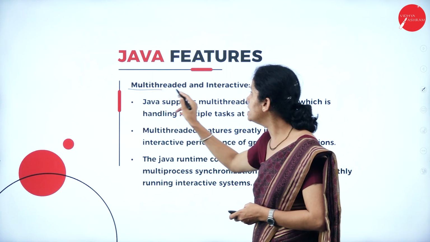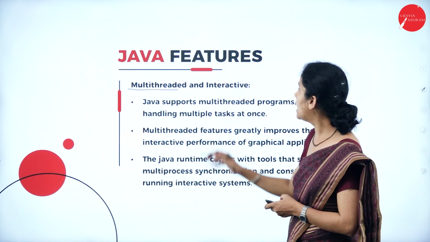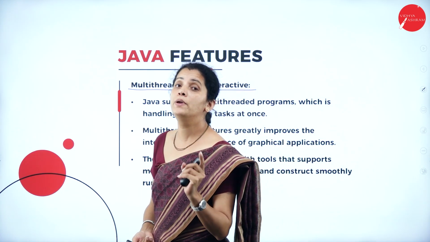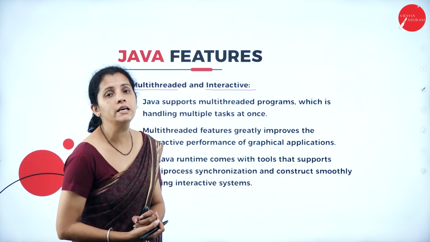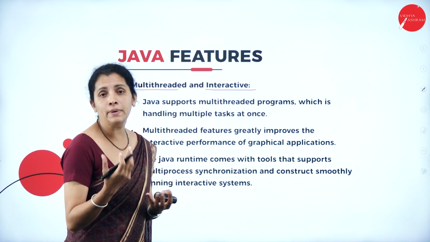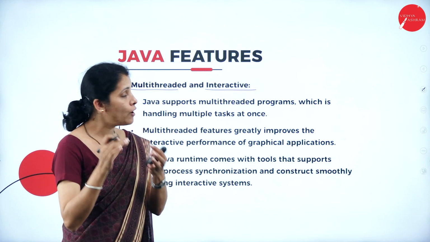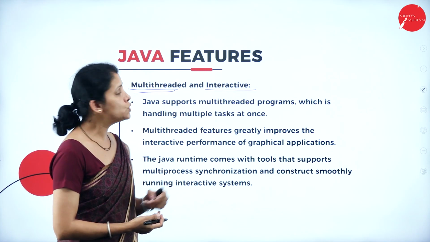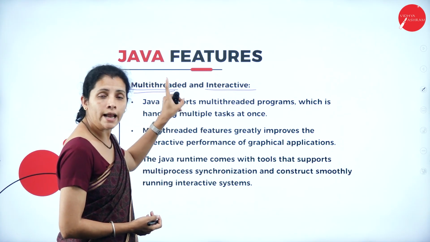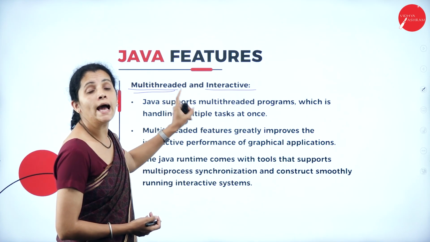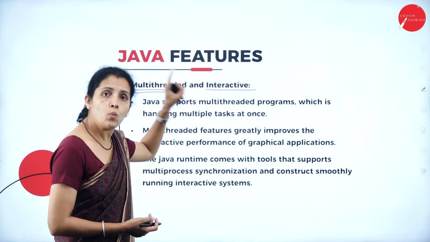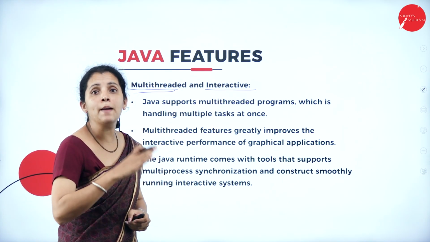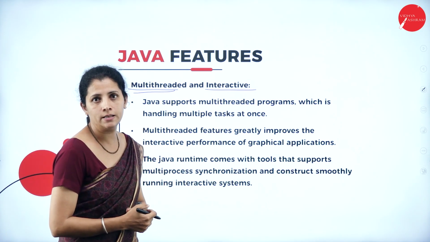Another feature here is multi-threaded and interactive. So dear student, another beauty of Java programming is to carry out multiple tasks simultaneously. For that, I have the concept called multi-thread. So what is a thread here? A thread is nothing but a lightweight process. So what is a process? Here a process is nothing but a program in execution.